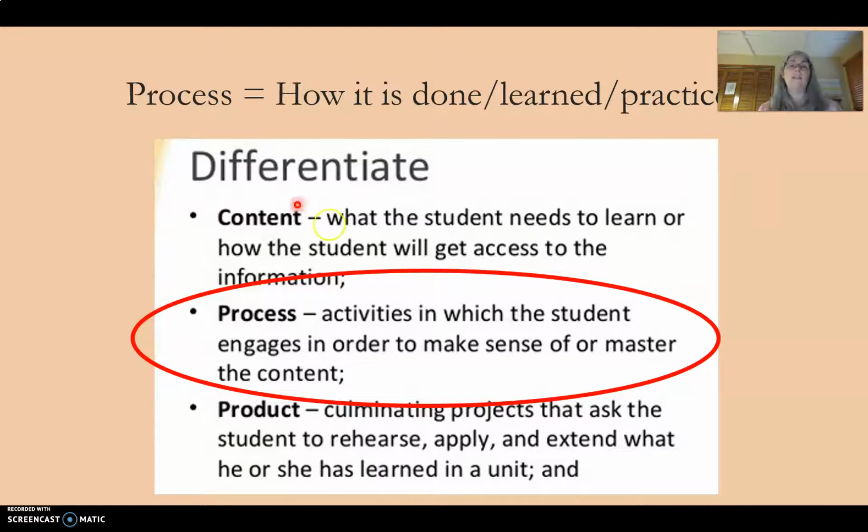So we had seen differentiating content, and we are now going to be looking at differentiating process. So process is, what are the students doing in order to learn? Content is, what are you providing them? Process is, what are they doing to learn? So the activities in which the student engages in order to make sense of or master the content. So there are a variety of ways you can do this.